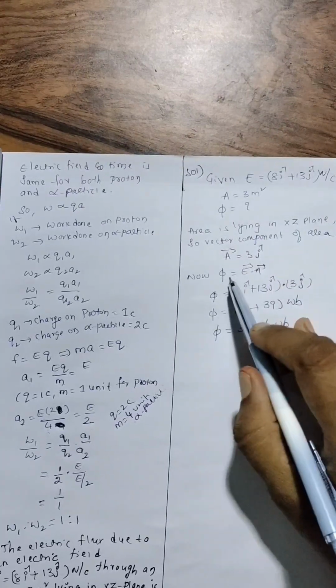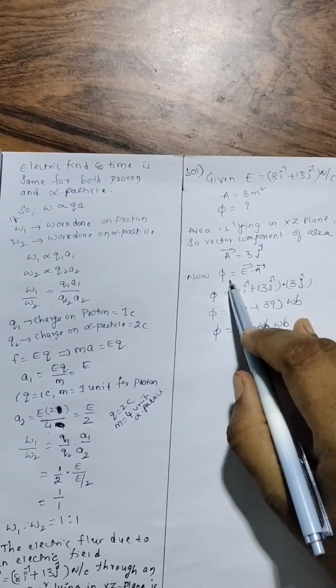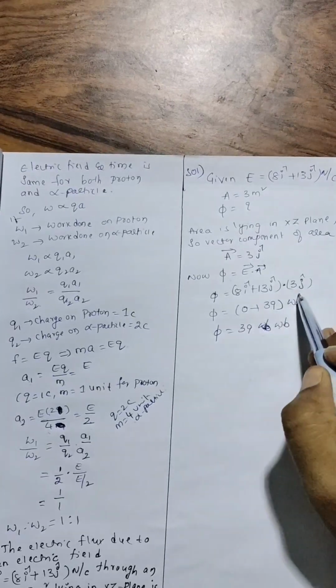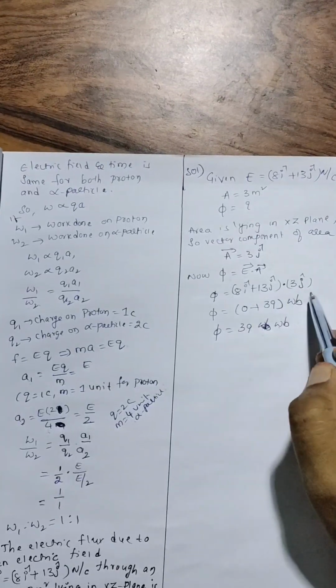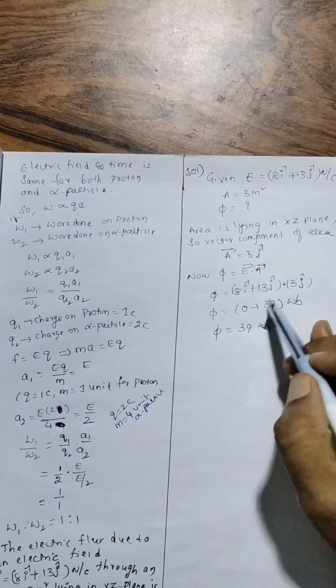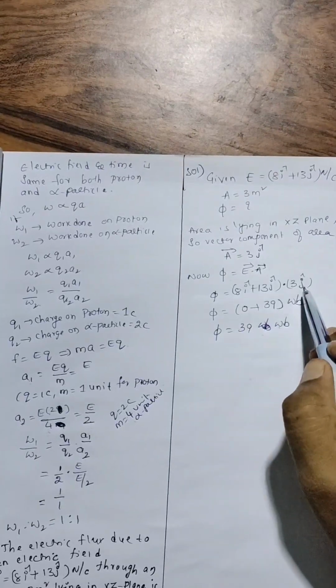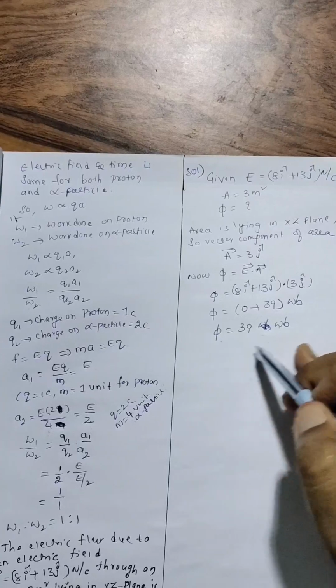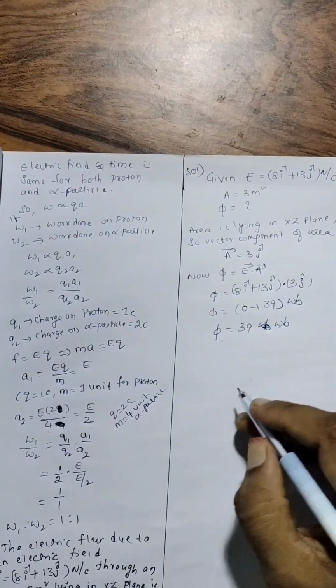So now, direct formula. E he gave, he is asking to find the electric flux, formula phi equal to E dot A. E and A you substitute, 3j. i is not there, so 0 plus. Now j dot j we have to do, 13 into 3, 39. So the answer is phi equal to 39 Webers.